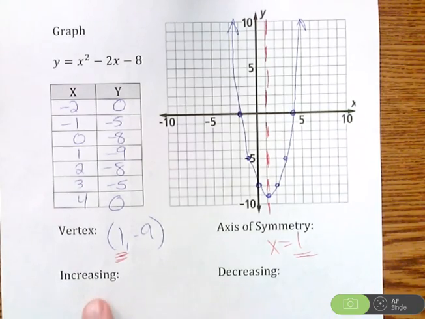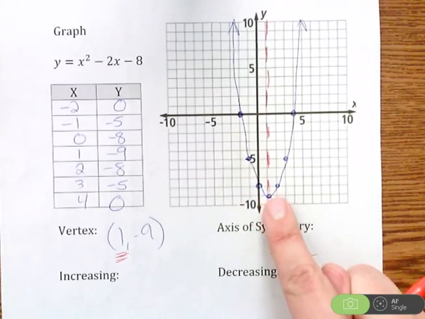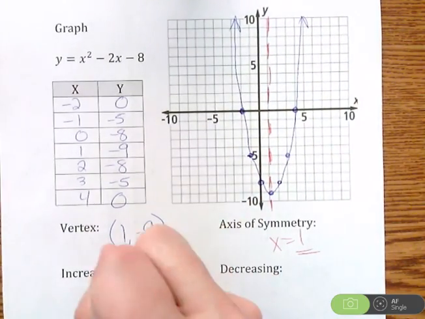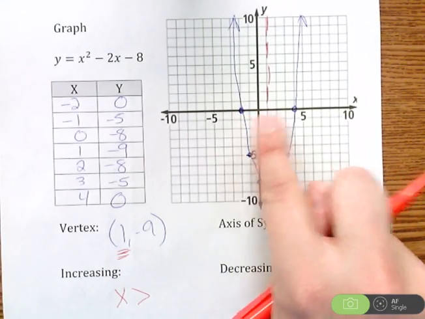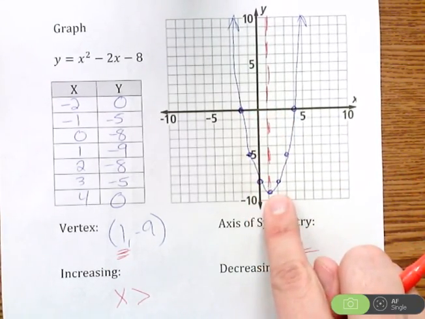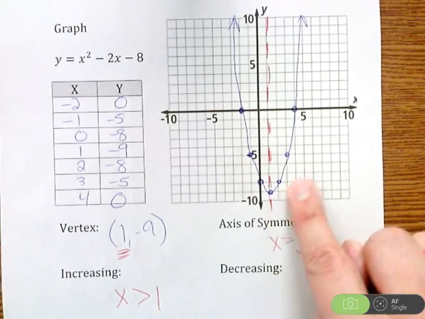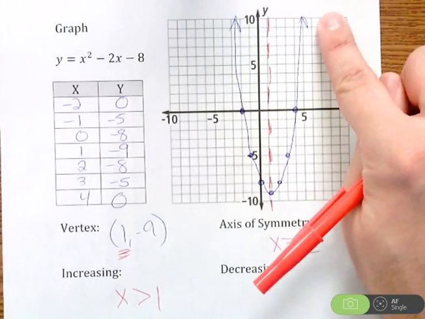So then we just have to talk about increasing and decreasing. If we trace along, we're coming down on the left side, and we're going up on the right side. So we're increasing when x is greater than, but we're no longer on the greater side of 0 because the center of this is now at 1. So we want all x is bigger than 1, which would be all the numbers to the right here. All x is bigger than 1 to increase.